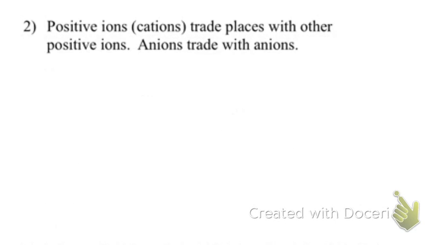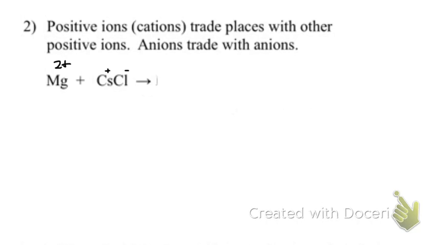Alright, so number 2. Positive ions, which are called cations, trade places with other positive ions, and anions, which are negative ions, trade places with anions. So if I have magnesium plus cesium chloride, I know that my magnesium is 2 plus. I know that from the periodic table. I know that my cesium is positive and my chlorine is negative.